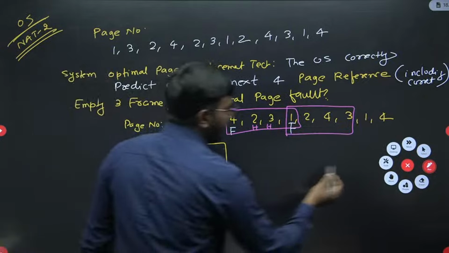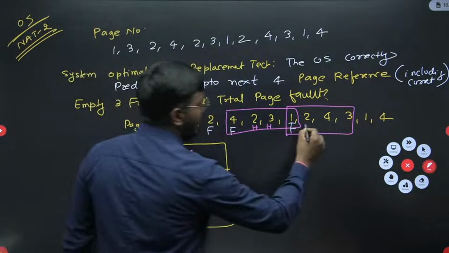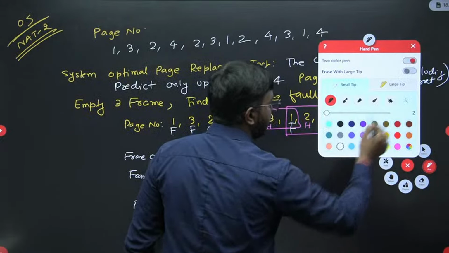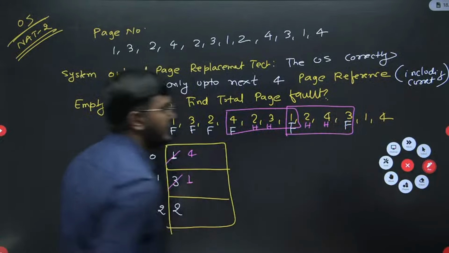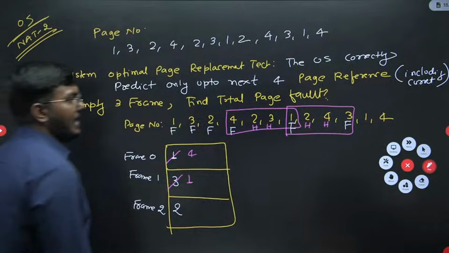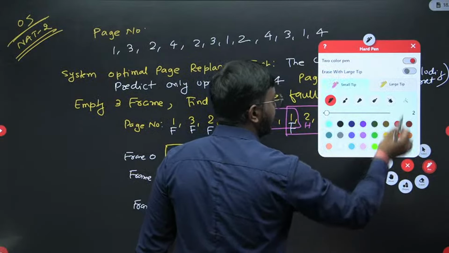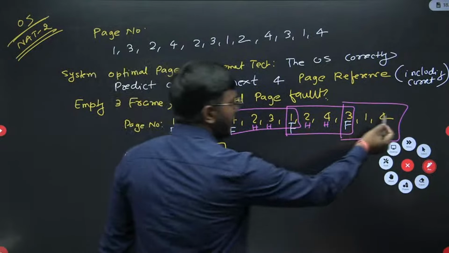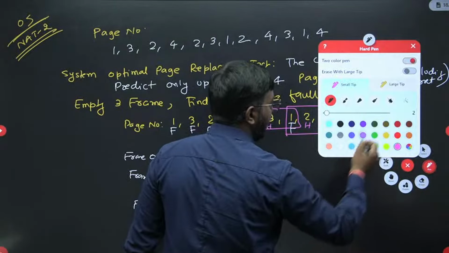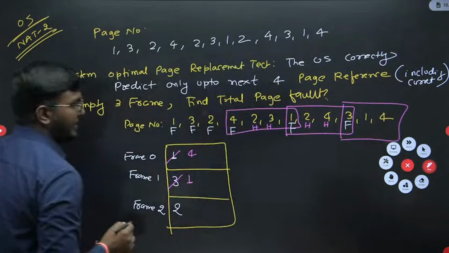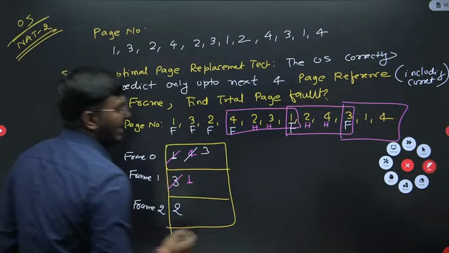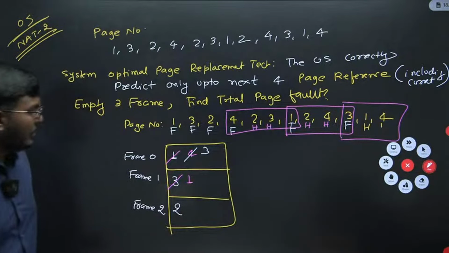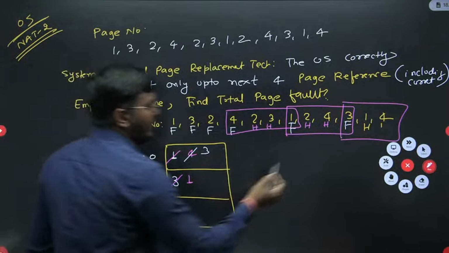Next, 2 will be a hit. Then 3 will cause a page fault. Again, check the next 4 including this 3. We don't have 4, so just take whatever remaining we have. So this 4 will be replaced by 3. Then this 1 is a hit, and this 1 is also a hit.